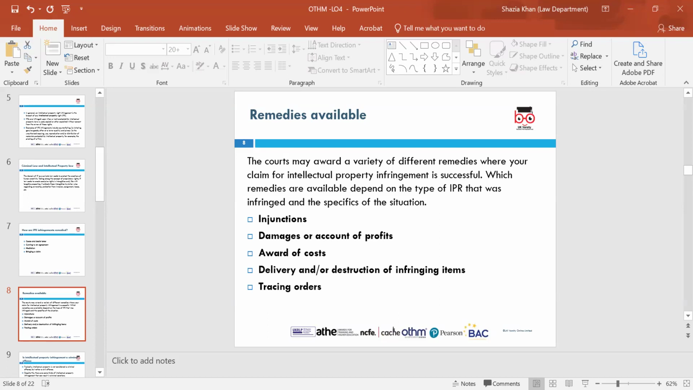And there are remedies available for the person whose items you have taken. You have infringed the intellectual property, so you should pay the rights to the individual.